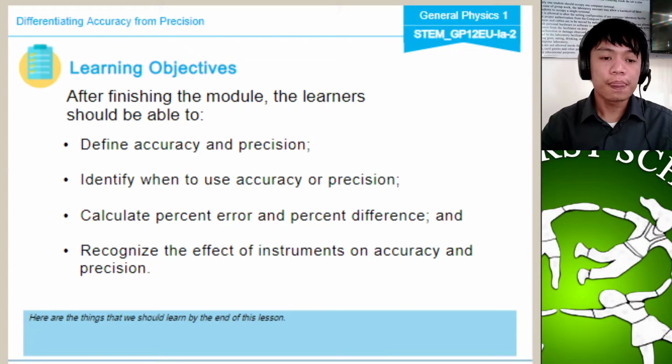After finishing this class or this lesson, you are going to learn the following learning objectives. First, you're going to define accuracy and precision. Second, identify when to use accuracy and precision. Third, calculate percent error and percent difference. And lastly, recognize the effect of instrument on accuracy and precision.